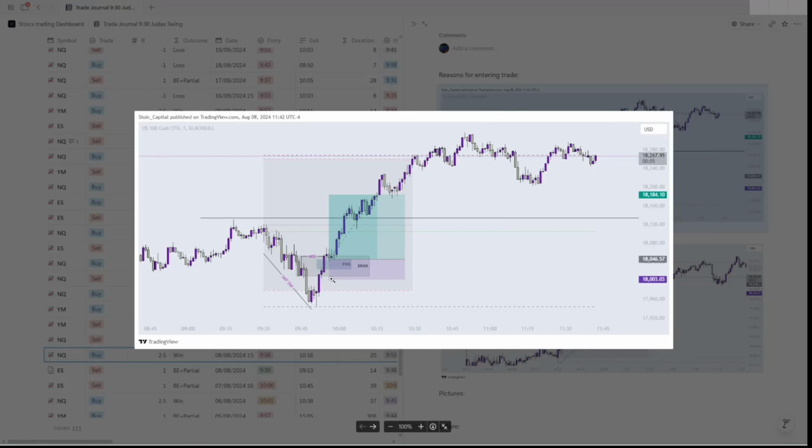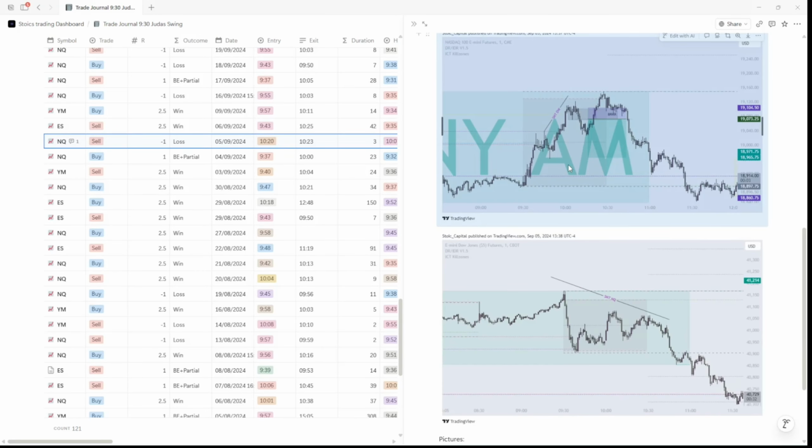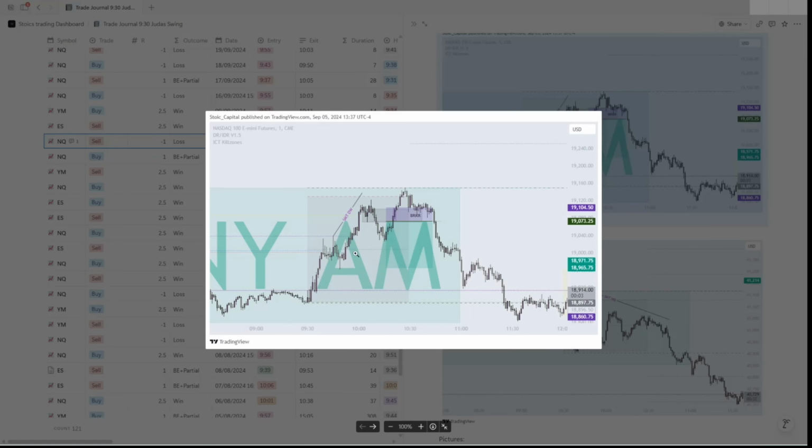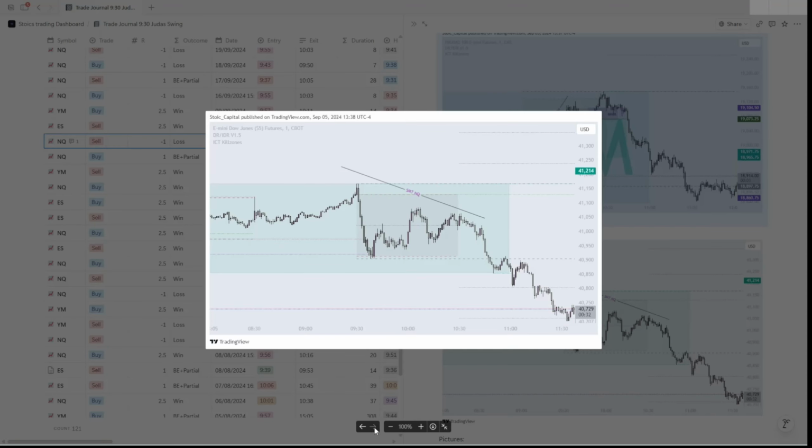So, let me show you a losing trade. This is an example of a losing trade we had. Nasdaq, market opened, we pushed higher, whereas on US 30 opened and went lower.